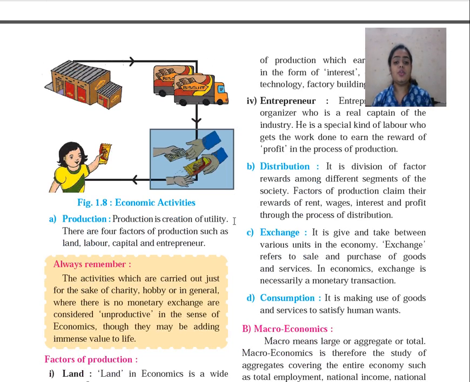Production is creation of utility. There are four factors of production, such as land, labor, capital, and entrepreneur. So, firstly, we have production. What does production mean? Production means creation of utility. That is, when we have a certain product, how do we use it? Or when we have raw materials available, how do we convert them into a finished product?